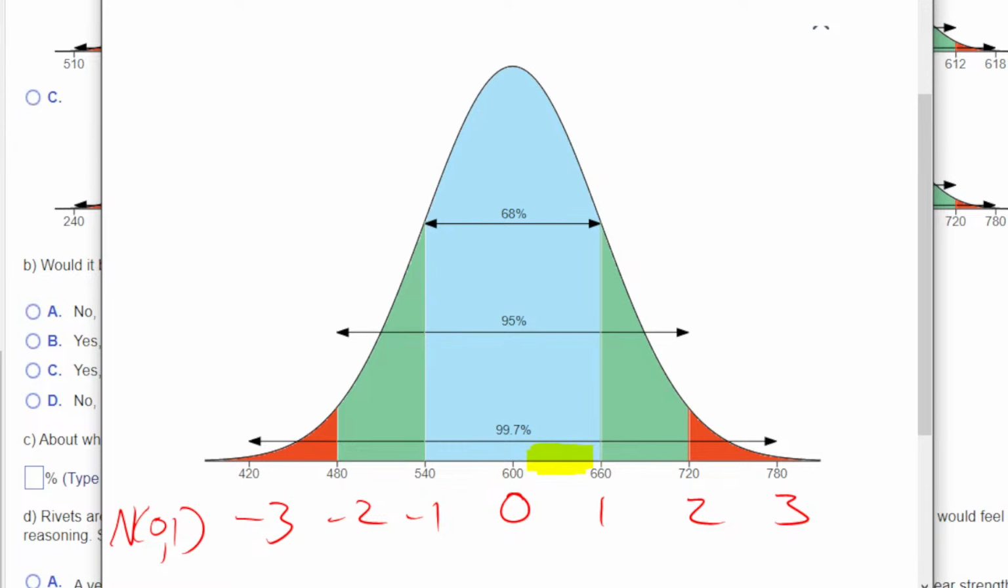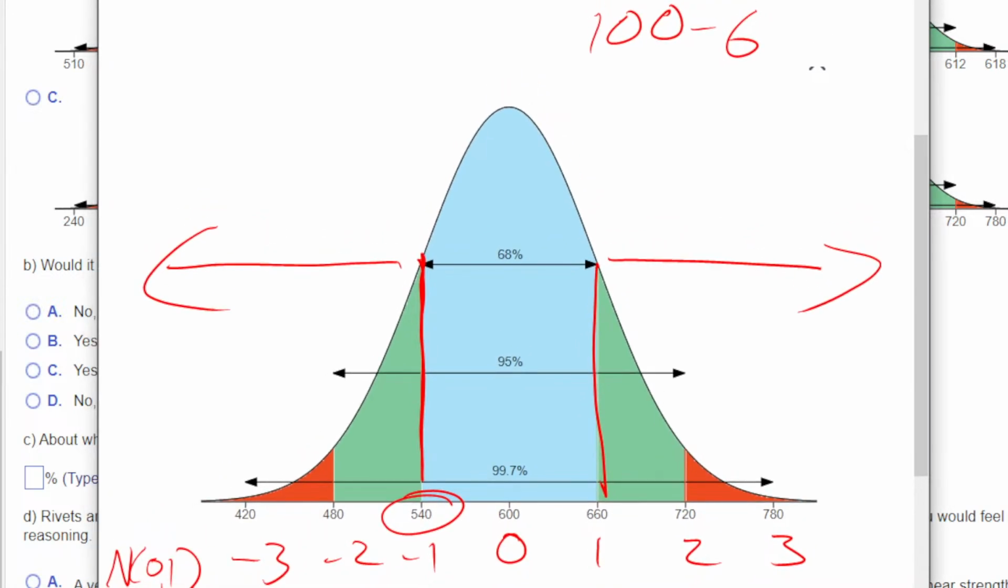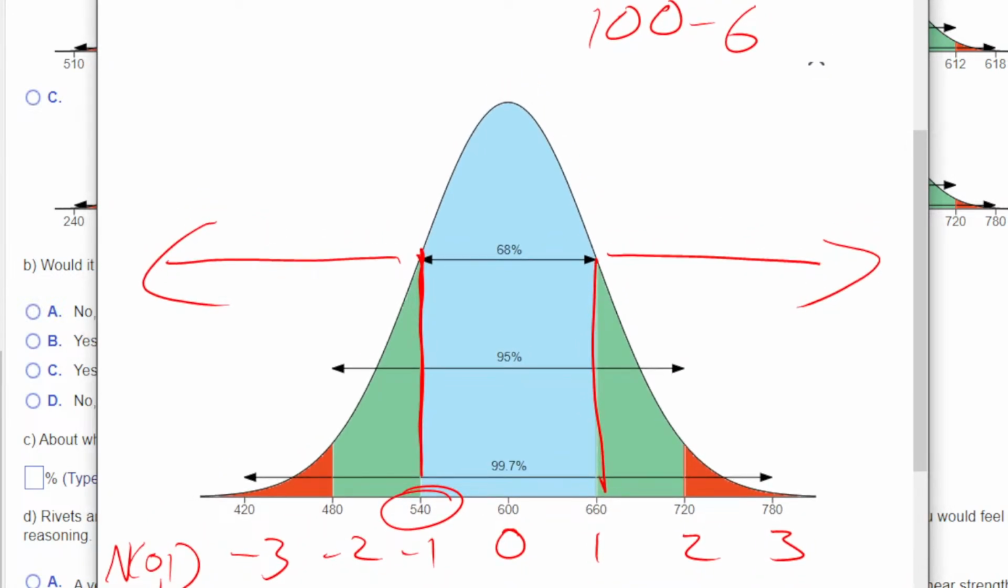540 has a z-score of what? -1. Great job, Ethan, right there. So what we would do is we'd say 68% is within here. So my first question is, what is total outside? This is how to solve it. If 68% is between, what is total outside?